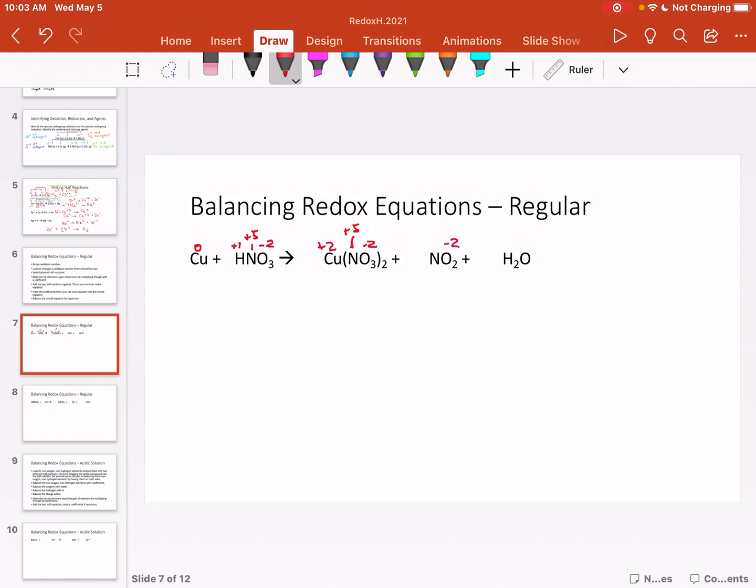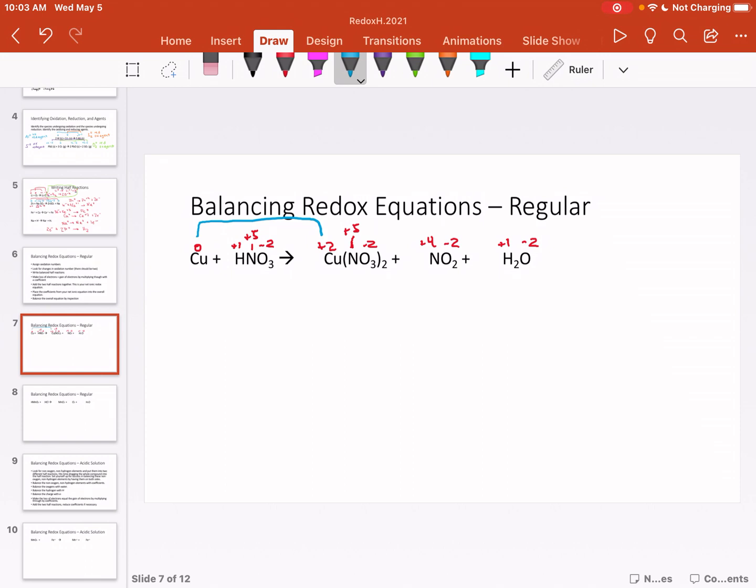Oxygen here at -2 with two of them means -4, so nitrogen is +4, and good old water, hydrogen and oxygen are pretty trustworthy at +1 and -2. So let's take a look at whose oxidation numbers changed. I can see copper went from 0 to +2. So I can see that's our oxidized guy.